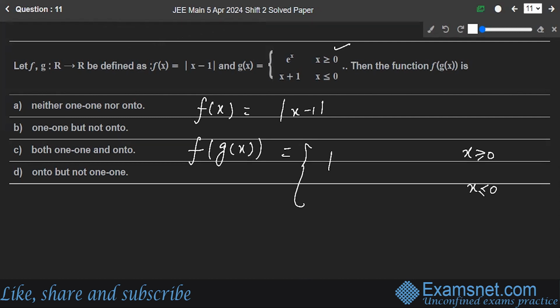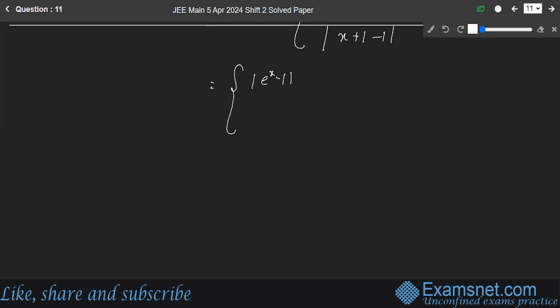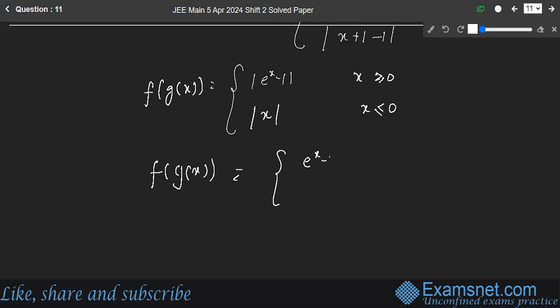So in this case, it will be mod of e raised to power x minus 1. And in this case, it will be x plus 1 minus 1, right? So this will be mod of e power x minus 1. And here will be mod of x. This is when x is greater than equal to 0, and this is when x is less than equal to 0. Right. So here this is f of g of x. This can be written as e raised to power x minus 1 when x is positive, and this will be equal to minus x when x is negative, of course.